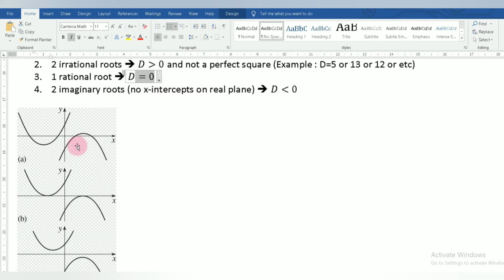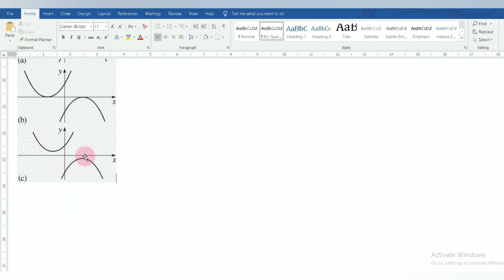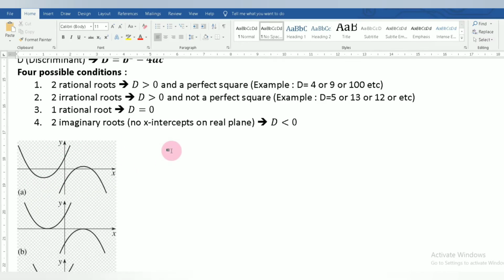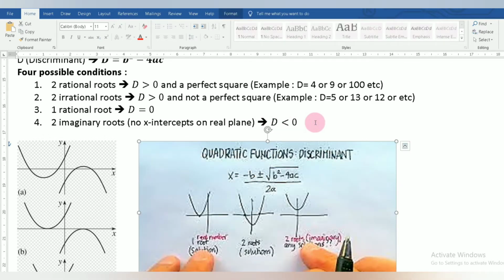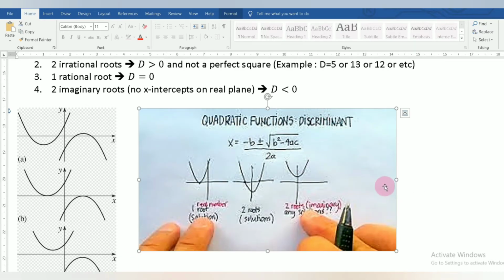And the last one, this one, the quadratic functions don't have an x-intercept. This one is facing upward without any x-intercept. This one is also facing downward without any x-intercept. So these quadratic functions must have a discriminant less than 0. Okay, that's how you see it. So yeah, this is clear.